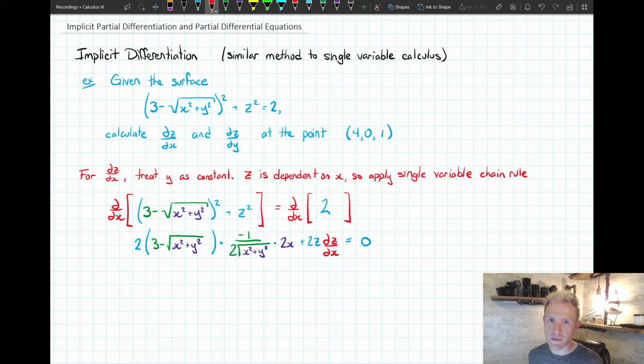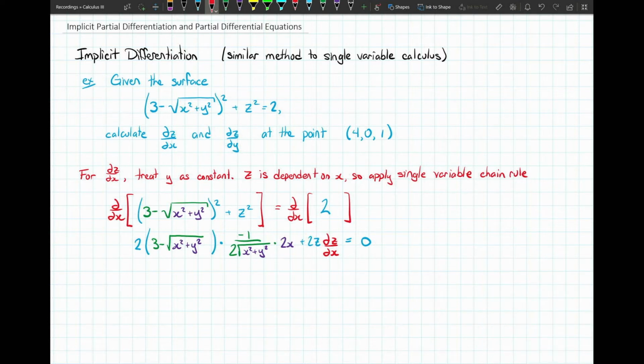We're kind of lucky in this case that we only see del z by del x in one term, which makes it a very easy linear equation to solve for del z by del x. We're going to take this massive mess of terms over here and move it to the other side. But before we do that, we can see we have a nice factor of 2 that can cancel out from both of these first 2 factors there.